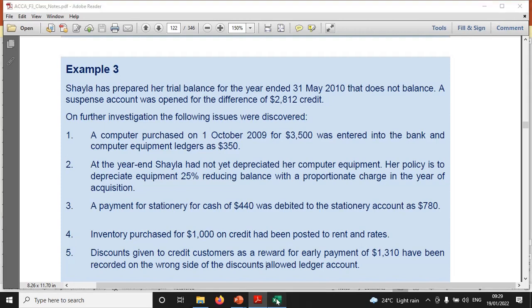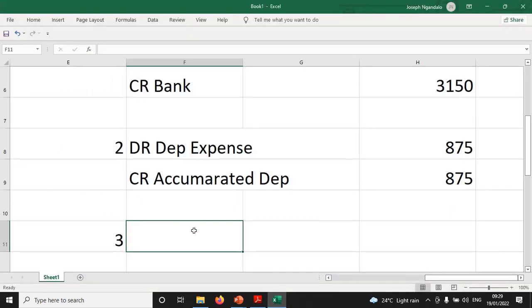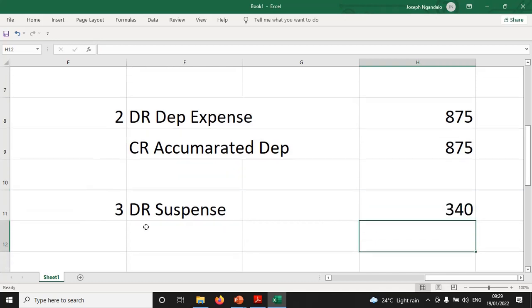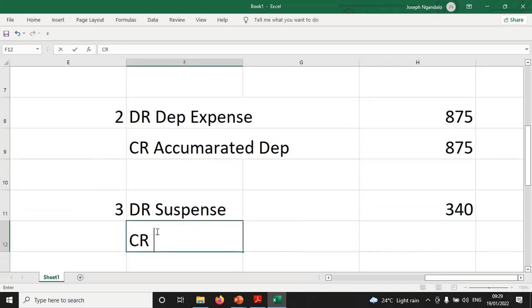Do you understand that? So you say debit suspense, is that correct? With how much? 340. And then credit stationery. With how much?